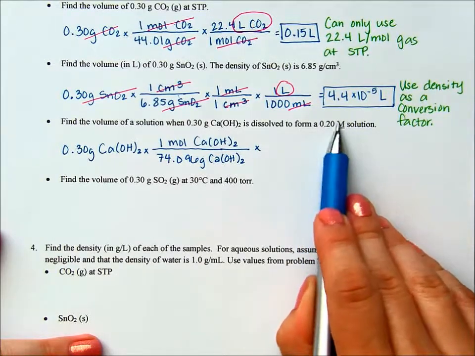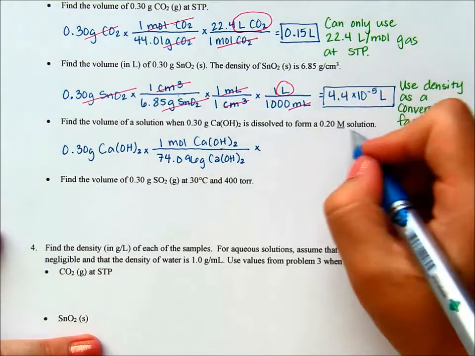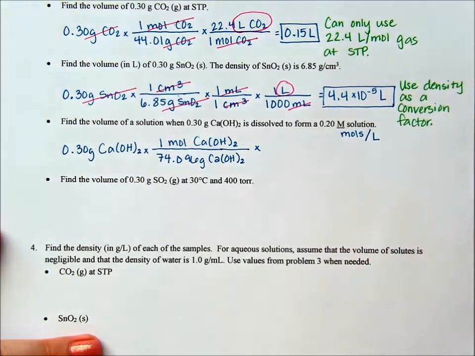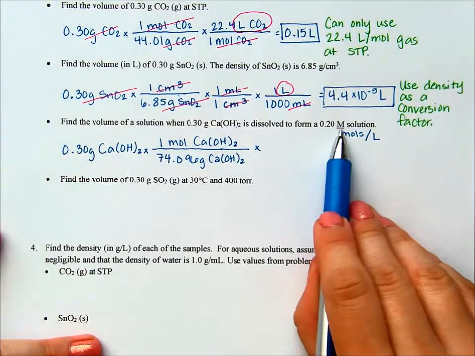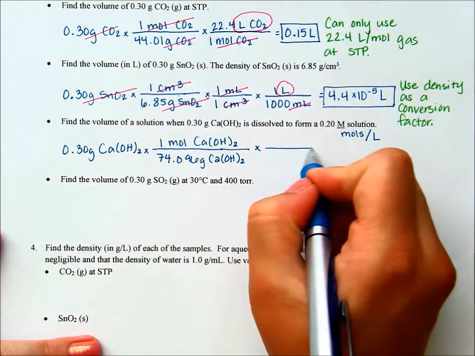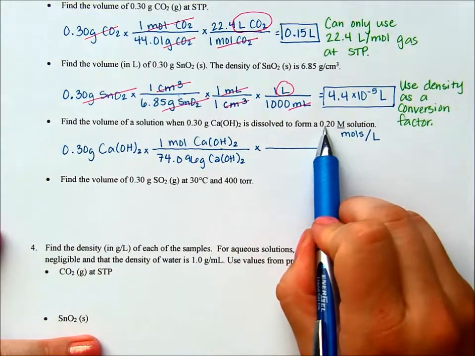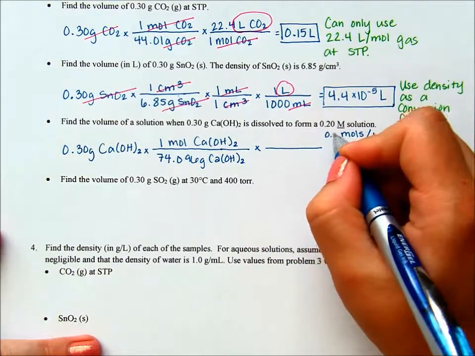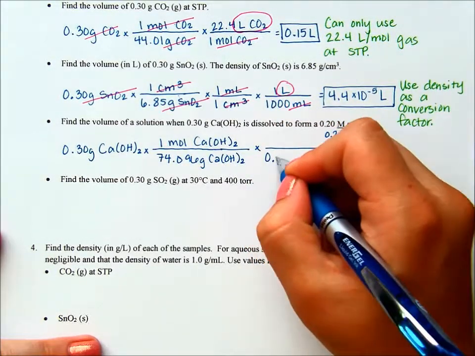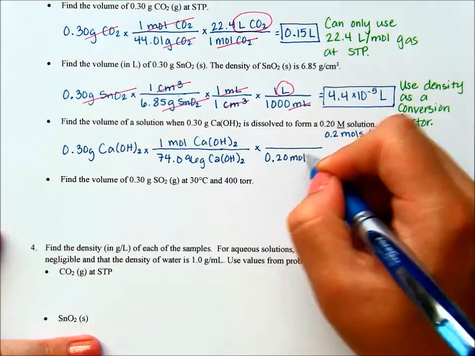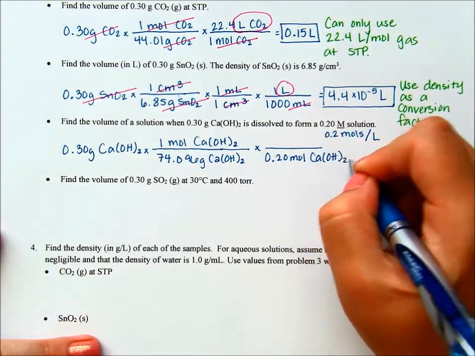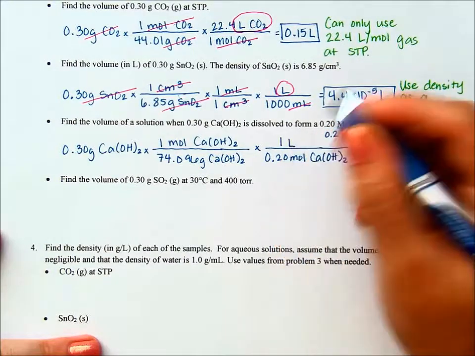Molar is this common symbol you'll see all year for solutions, and that means moles per liter. So we know that there are 0.20 moles for every 1 liter. So I'm going to use that as a conversion factor here. So the 0.2 is going to go with the moles. I'm going to put moles on the bottom so it cancels. So 0.20 moles of calcium hydroxide per every 1 liter.